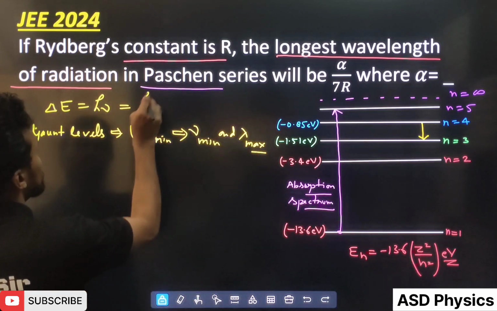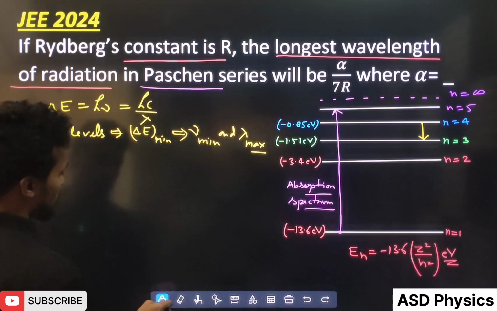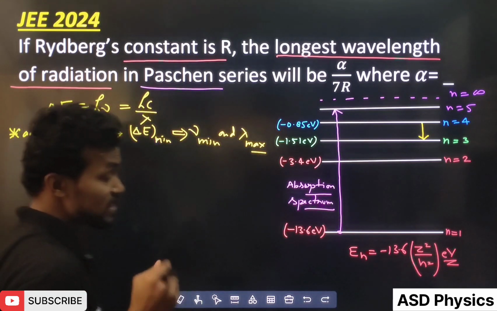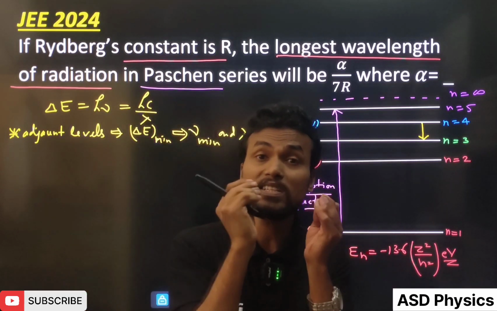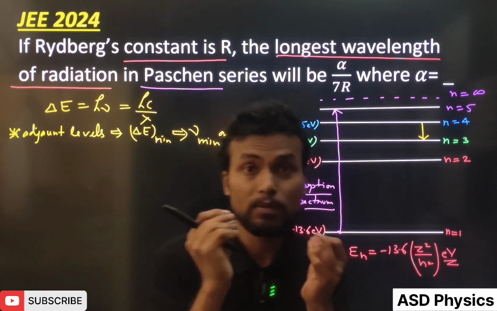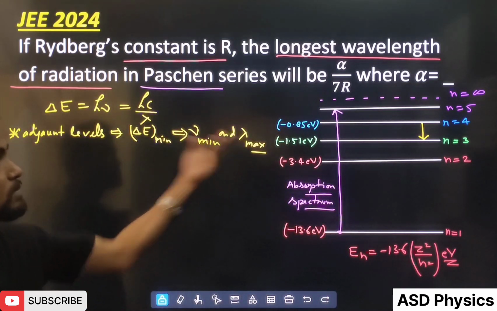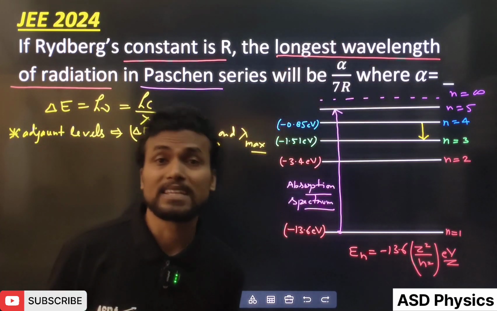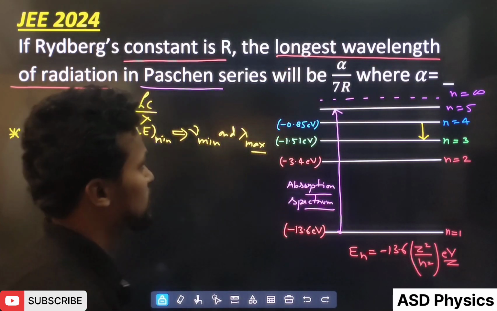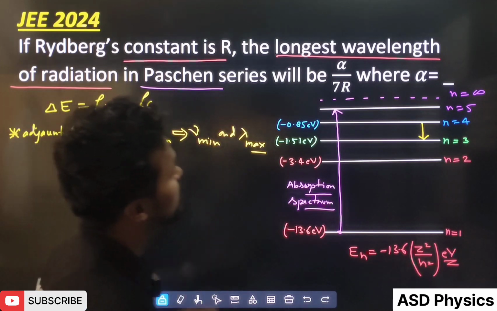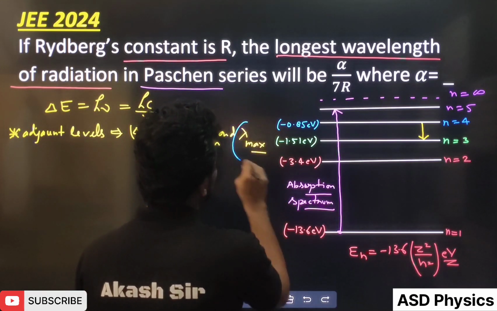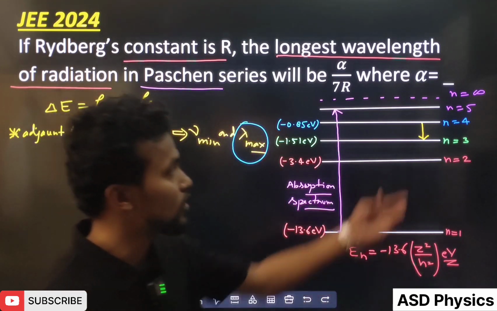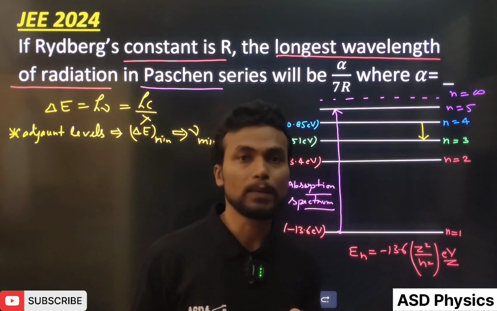From which formula? This one here, hc by lambda. So what I have told you, whenever the adjacent levels are there, energy difference will be minimum, so frequency will be also minimum and wavelength will be maximum. That they have asked in this question. We can see very well in the question they ask the maximum wavelength. That means the electron will jump from where to where? From n equal to 4 to n equal to 3 in the Paschen series.